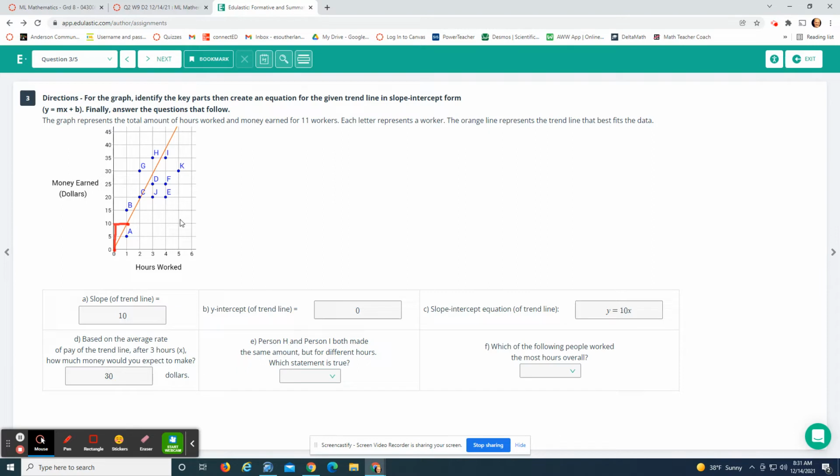Which statement is true? H makes the same amount working 1 hour less. That means that he has to make more money. So H makes more money per hour than I. And then it says, which of the following people work the most hours? You can see that if you go to 5, it's K.